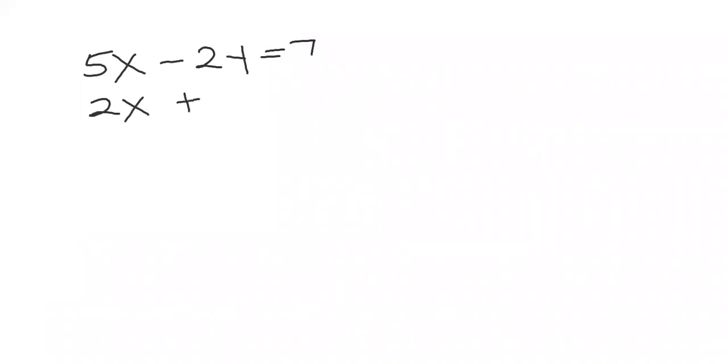Let's take 5x minus 2y is equals to 7. Then 2x plus y is equals to 6. We are still using the substitution method.